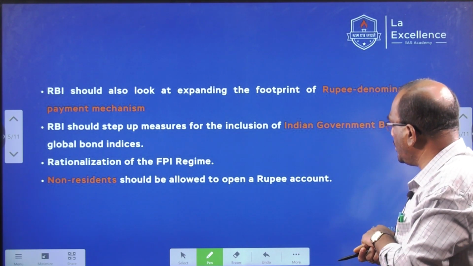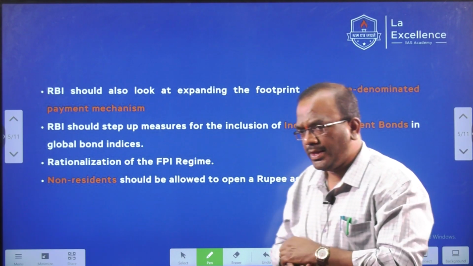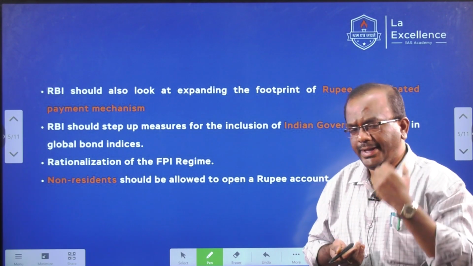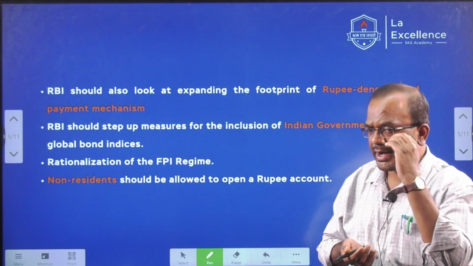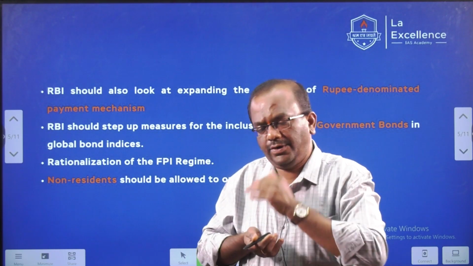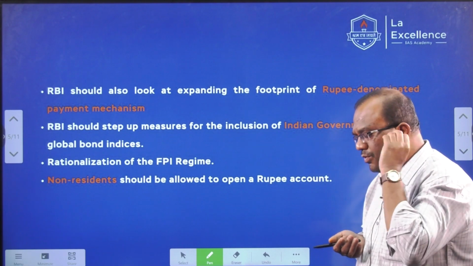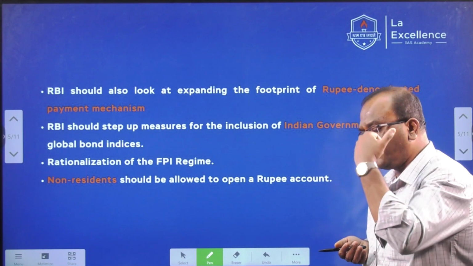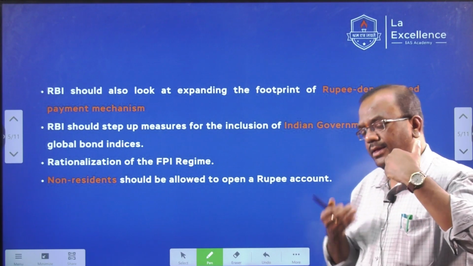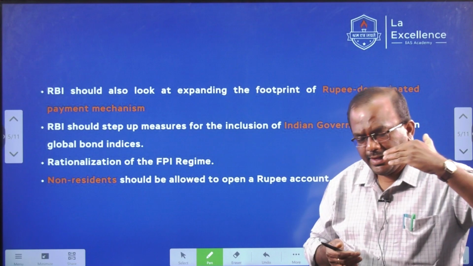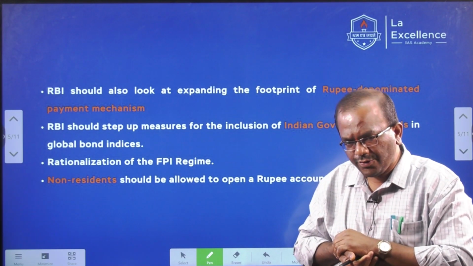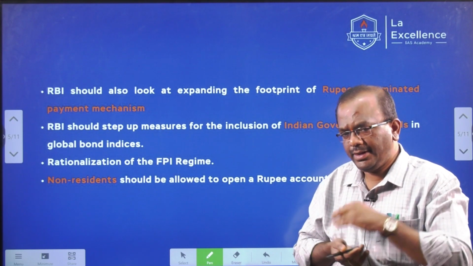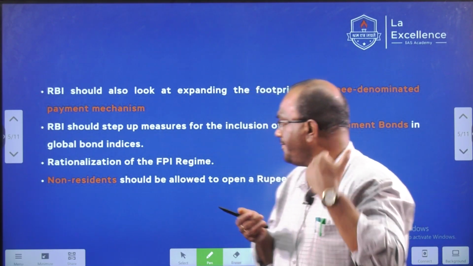RBI should step up measures for the inclusion of Indian government bonds in the global bond indices. A government bond is a financial instrument launched by the government which has a principal component and an interest component. It is basically a financial market instrument which enables the government to raise funds. Now, internationalization of the Indian rupee explains Indian government bonds becoming part of the global bond indices, or Indian financial market instruments getting integrated into the global financial markets. So your Indian government bonds will now become a global financial instrument. That's called being part of the global bond indices.